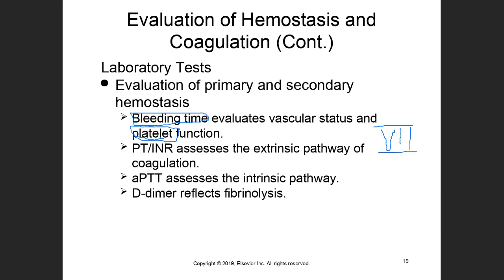Also, D-dimer is a final product. When you dissolve the fibrin clot, you have D-dimers. Okay.